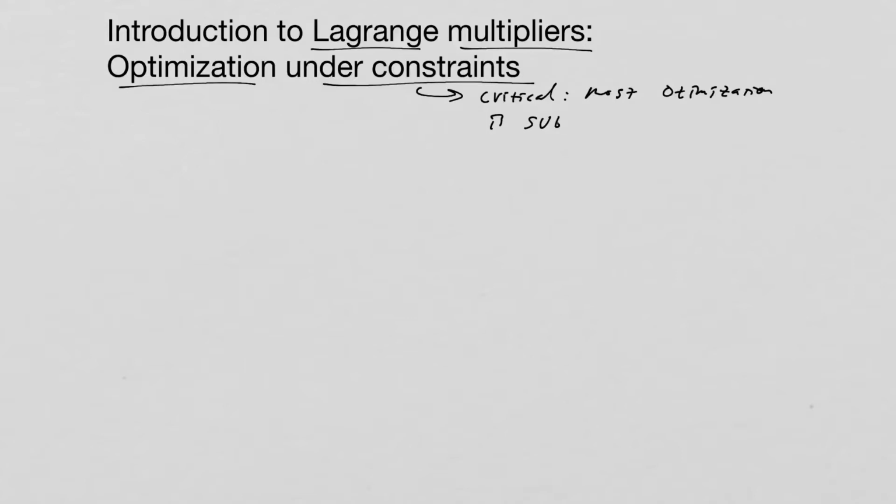Hello and welcome. Today we're going to be talking about introducing the Lagrange multipliers method. It's a method for optimizing multivariate problems under constraints. And that constraint part is actually very critical, because of course most optimization is subject to some sort of constraint when you're talking about an application. For one example, of course, would be that you have a budget.